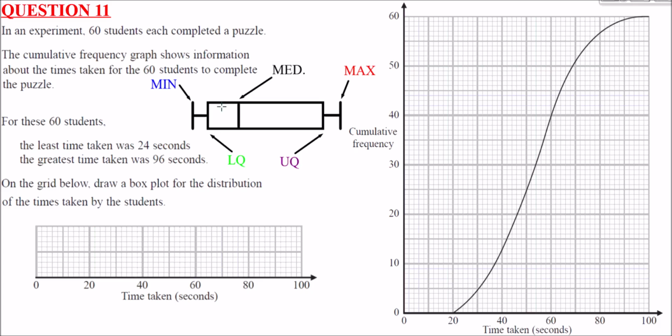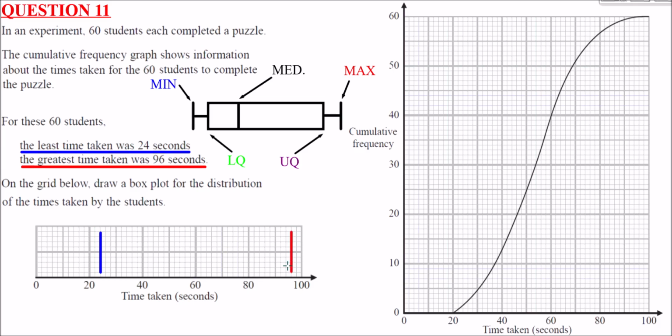So taking it step by step, are we told the minimum? Well, yes, we are. We're told the minimum time, the least time was 24 seconds. So that's our first vertical line. So pop in a vertical line at 24, which is here. So let's add this one in like so. We're also told the greatest time was 96 seconds, so we can add in the fifth vertical line at 96, which is here.